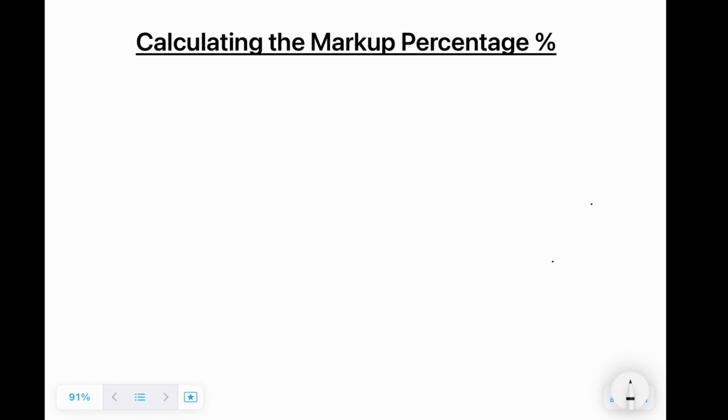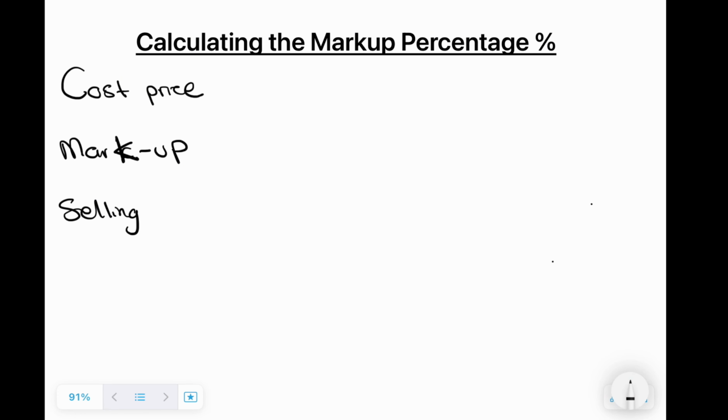Today we are calculating the markup percentage. So before we even talk about calculating the markup percentage, there are three terms that I would like for you to understand. The first one is the cost price. The second one is markup. And the third one is the selling price. And I'm sure you already have an idea of what these three terms refer to. So cost price, we are talking about the original price.